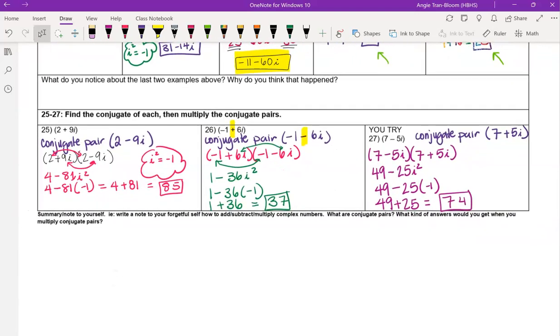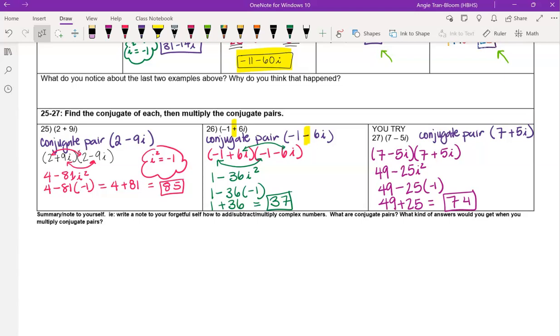Now, quickly, just write yourself a note down here, students, okay? What was difficult for you? What is it that you need to pay attention to? Or what is it that you need help with?